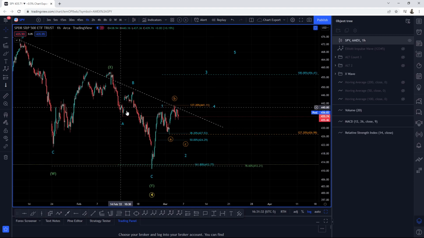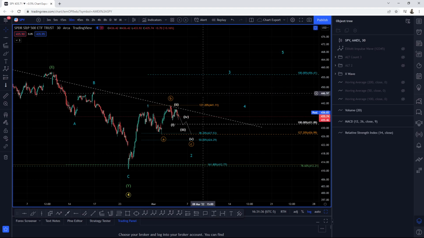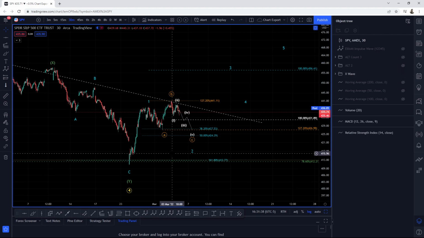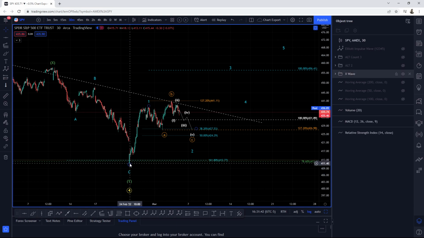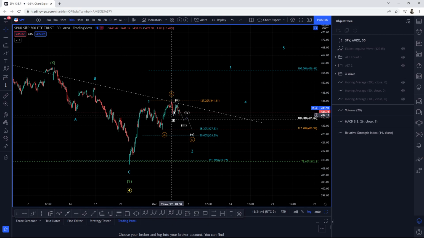Okay, now let's dive down to the 30-minute time frame. All right, and this is the same scenario as in the Qs. We have an expanded flat. So out of the wave 4 on February the 24th, 1, 2, 3, 4, and 5, A, B, and now we're looking for 1, 2, 3, 4, and 5.